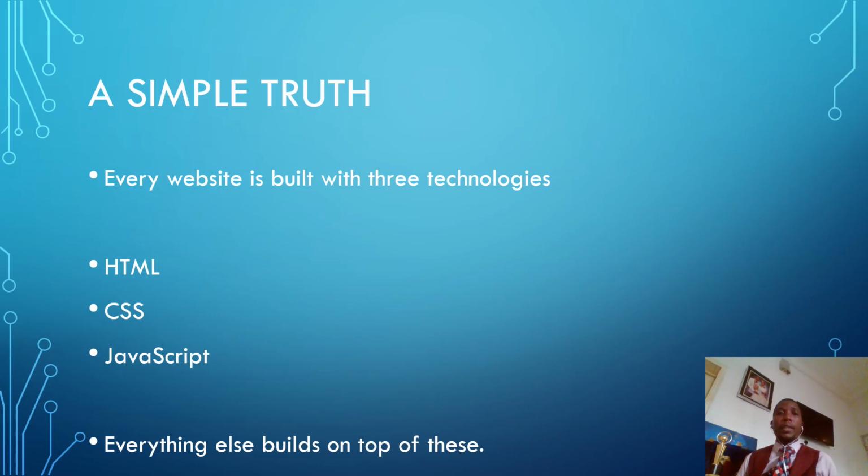The simple truth is every website is built with these three technologies. That's the HTML, the CSS, and the JavaScript. The HTML, the full meaning is hypertext markup language. Don't bother about that. The CSS is cascading style sheets, while JavaScript is JavaScript. So everything else builds up on top of this. So basically, these are just the three things we use. So I'm going to be explaining what each of it does for you to build your first web page.